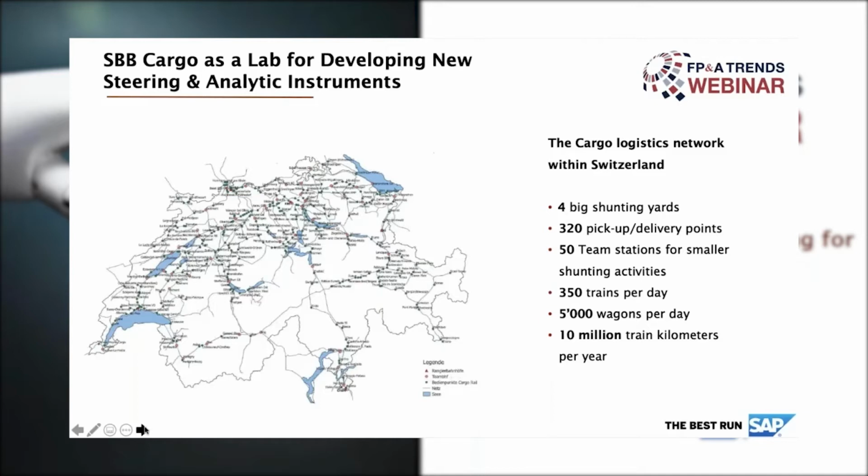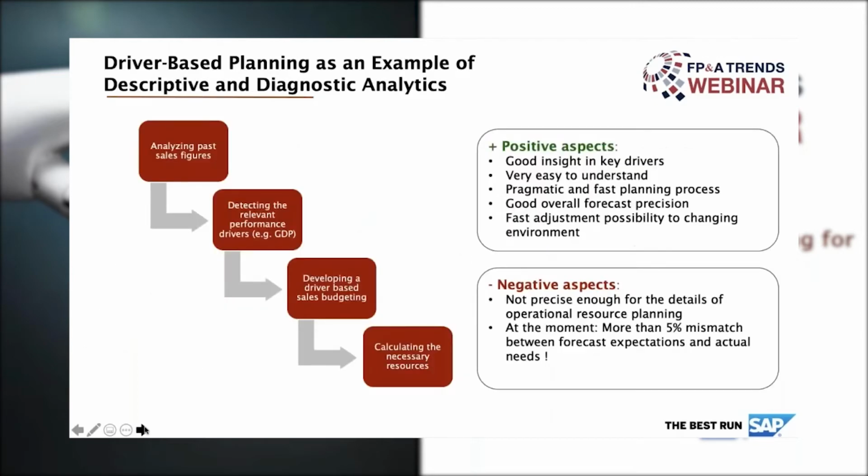So the next slide. As Matthias already explained, these are all the advantages you have with driver-based planning. We also use driver-based planning. But one big problem we face with this process is that we are not detailed enough to really optimize our resource planning. We have a mismatch of more than 5% between our forecast expectations and our actual needs. So we have a lot of waste in our process. And this is just the time when we try to overcome this problem by machine learning methods. So if you go on the next slide.